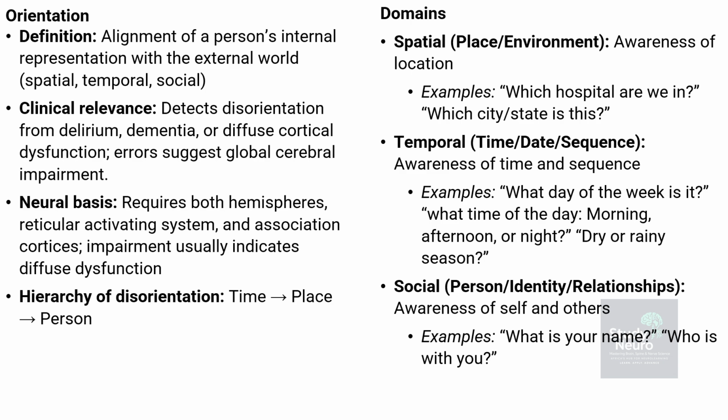Orientation is assessed across 3 domains. Time orientation is evaluated by asking questions such as the day of the week or time of day. Place orientation is assessed by asking where the patient is, for example, which hospital or city they are in. Person orientation is assessed by confirming identity and relationships, such as asking the patient their name or who is with them.